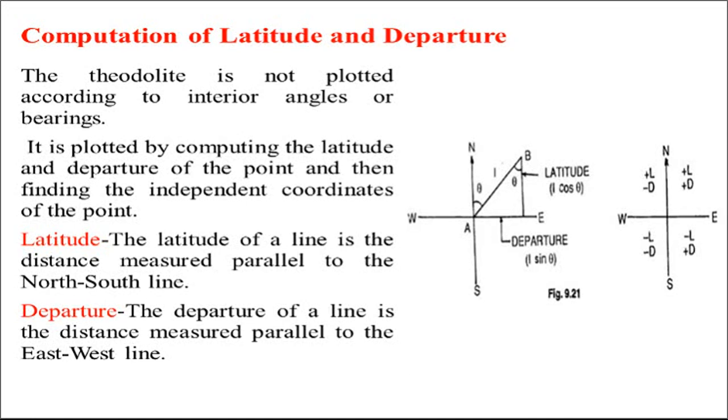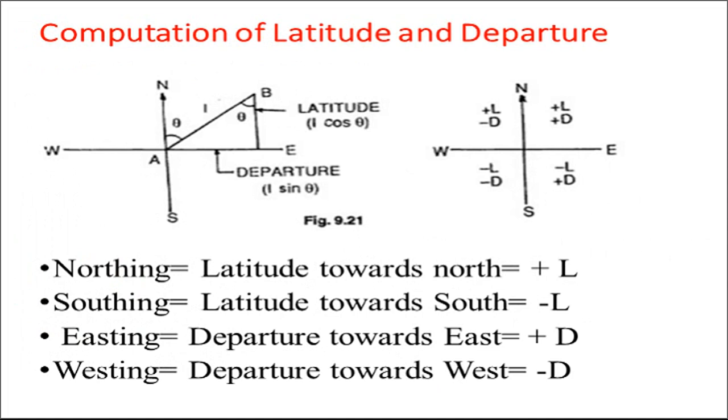Then next one, computation of latitude and departure, or finding out northing, southing, easting and westing. Now suppose we want to measure the latitude and departure for line AB. So latitude is measured by using this bearing and the length of line AB.